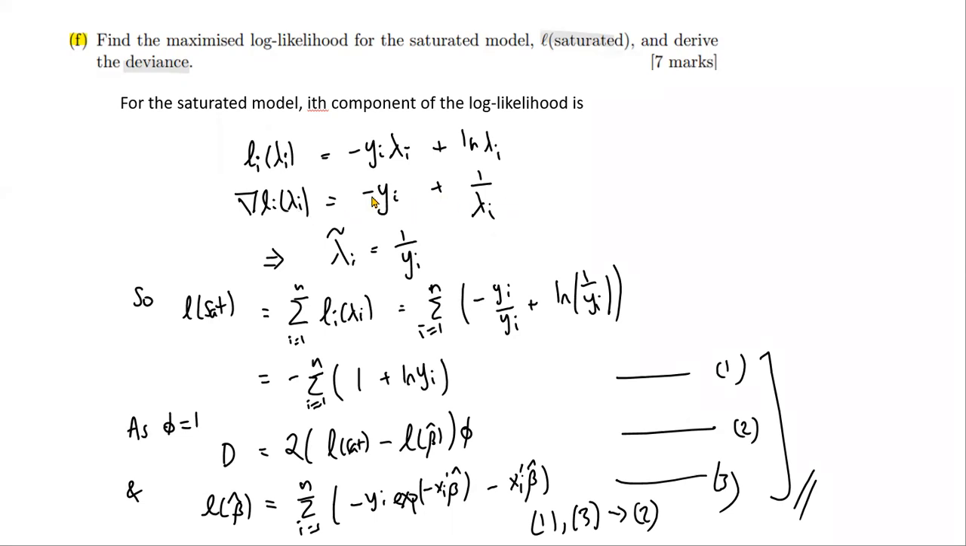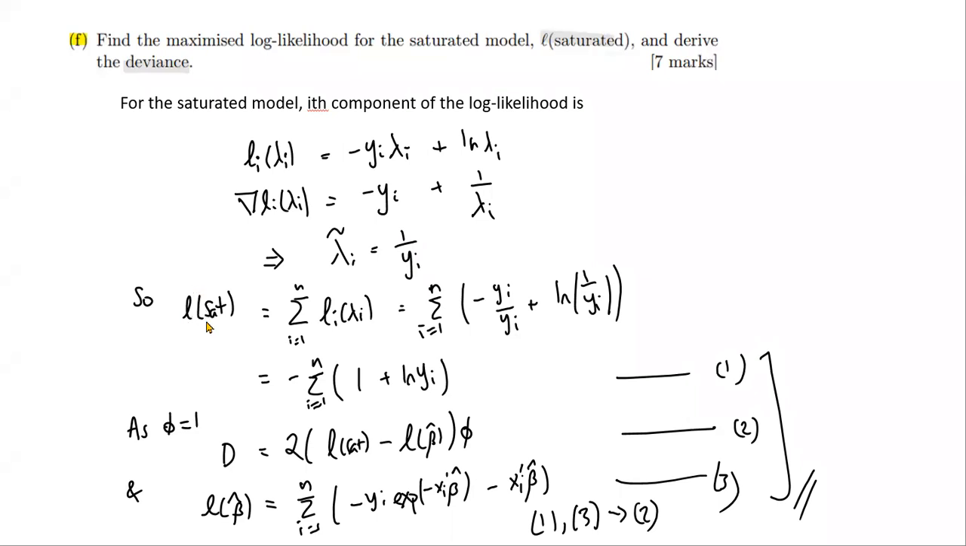Yeah, that's straightforward. And okay, so set the score to 0 and rearrange. And so I just put a tilde on this lambda i to denote this is the parameter estimate for lambda for the saturated model. And this will be for the ith observation. Okay, so the answer does not involve betas. That makes sense. So here it involves only the observations, and it cannot involve x, right? So if you've got x or betas, that can't be right.